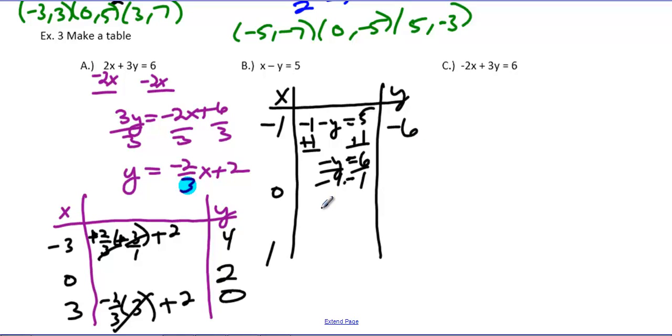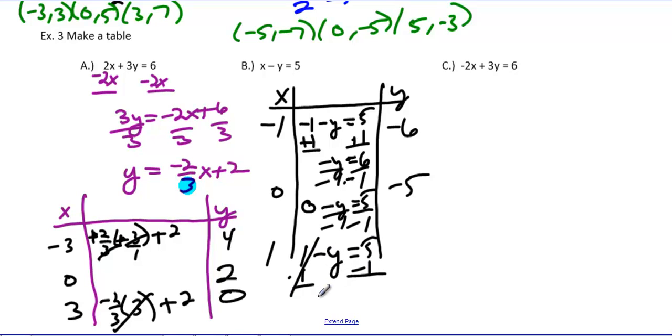Okay? Then we got to do it again. Put 0 in. We don't need to subtract 0, but we do have to divide by negative 1, so I get a negative 5. Then we put 1 in, subtract 1 from each side, and then we have to divide by negative 1. So we get a negative 4 here.